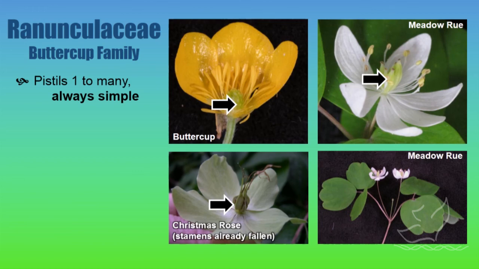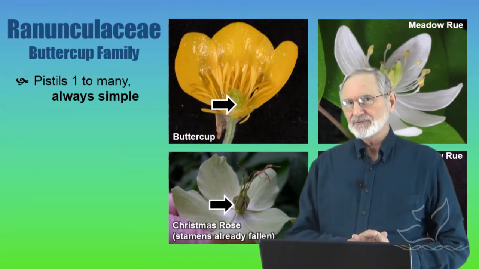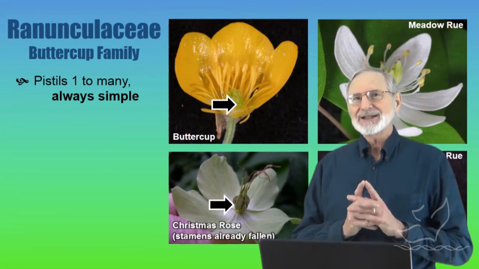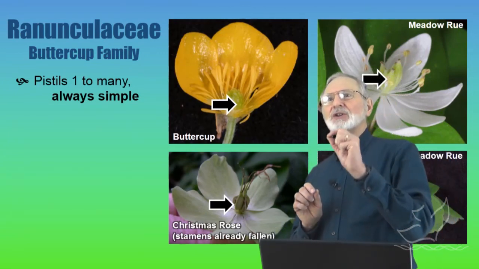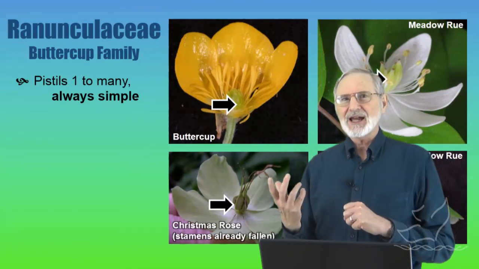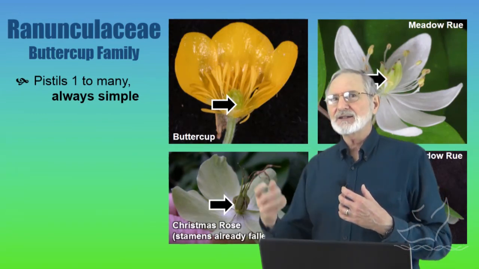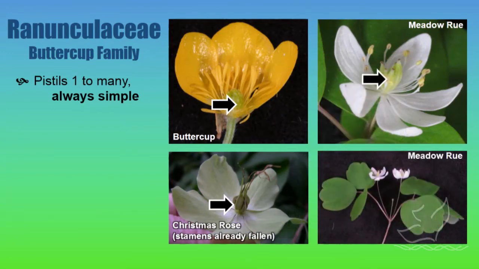Now you'll notice in the chart here that I have some of the words in bold. So if you pay special attention to those bolded characteristics and memorize those, those are the ones you want to look for. So when you go in the field and you see a plant, you want to start running these bolded traits through your head to see, does this fit, does that fit? And you can narrow down to a family pretty quickly. So always simple pistils in Ranunculaceae.